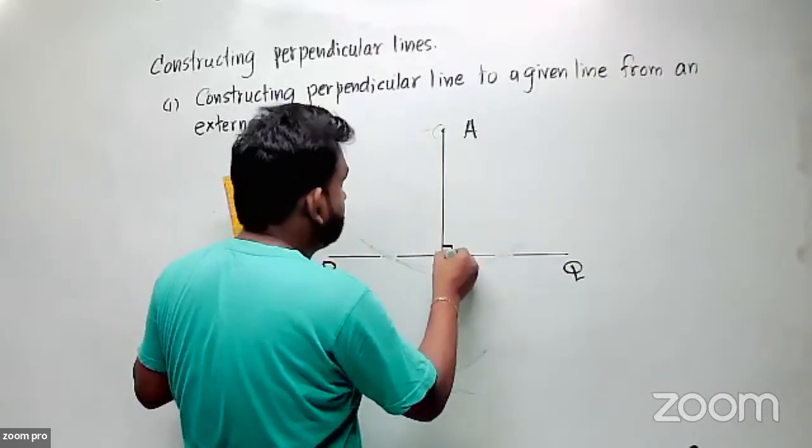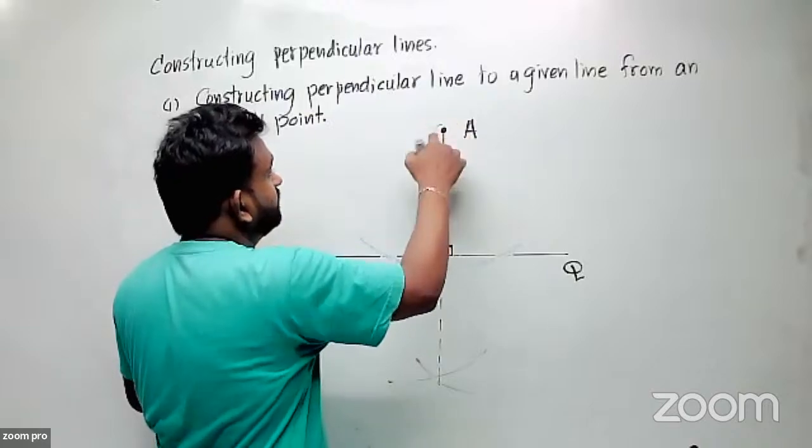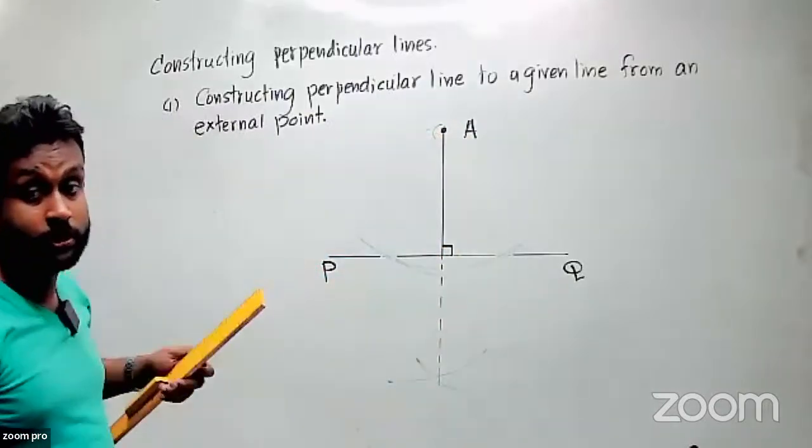So that is the perpendicular. Okay, so that is the external point. That is the perpendicular drawn to PQ.